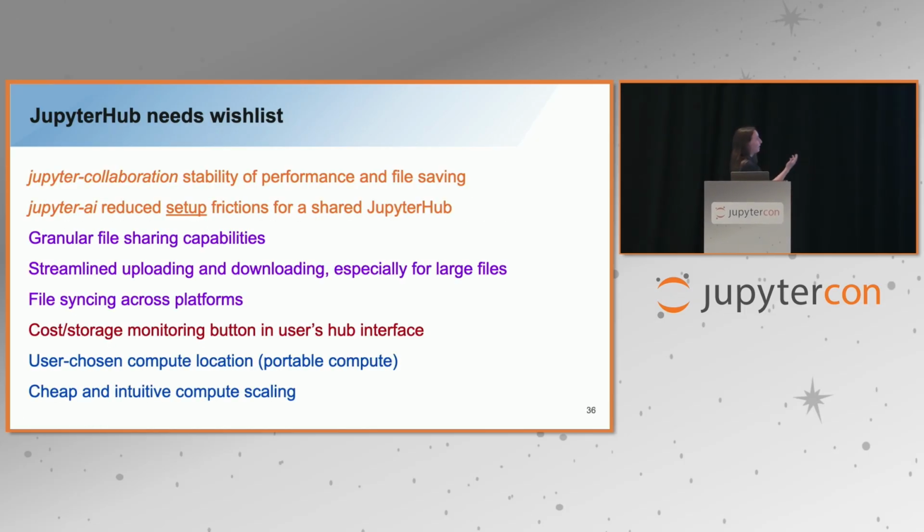I have a JupyterHub needs wish list. Some of the barriers that we've run into, definitely take a picture if you're interested. I will say that we love to use Jupyter Collaboration and Jupyter AI, but we've had frictions in being able to use those and implement them.